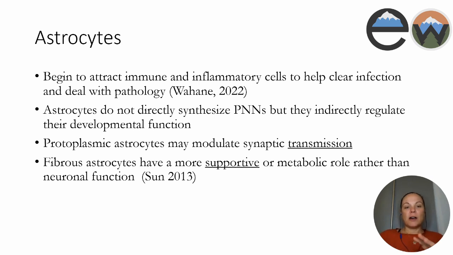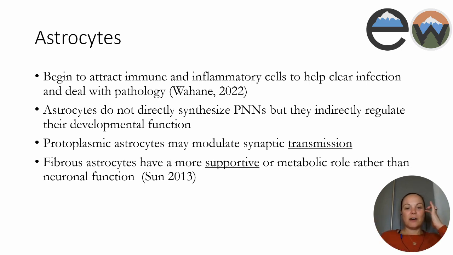They will also attract more of the immune and inflammatory cells to try to help clear infection and deal with pathology, especially the more chronic it seems to get. It wants more help, and it's not always helpful, but it's trying to get more help because it's not finding homeostasis. Astrocytes don't directly synthesize that perineural network, but they do regulate it indirectly through their developmental functions. So basically, the communication that it's having with these other tissues is how the perineural network can get hyperexcitable, because it's receiving the wrong input from astrocytes, right?